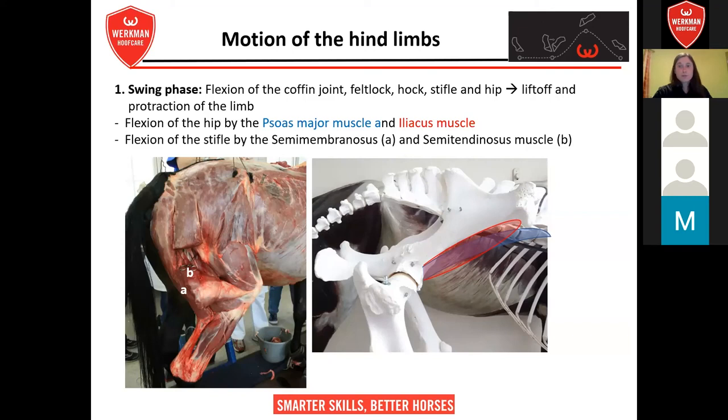And if you remember the horses of your clients, you know that a lot of horses have problems in the lumbar spine. It's mainly due to riding and the use of the horse and overload of this region. But if you have problems in the lumbar spine, they can't bend and flex their back very well. So then, of course, it's difficult for the horses to have a good protraction of the limb and a good movement of the limb in swing phase.